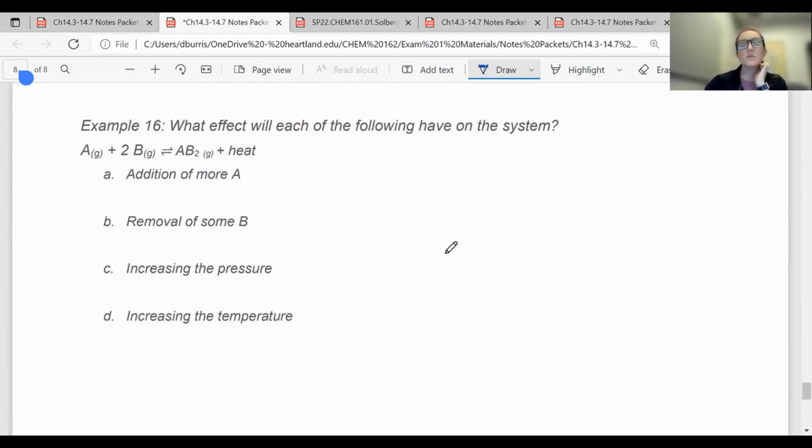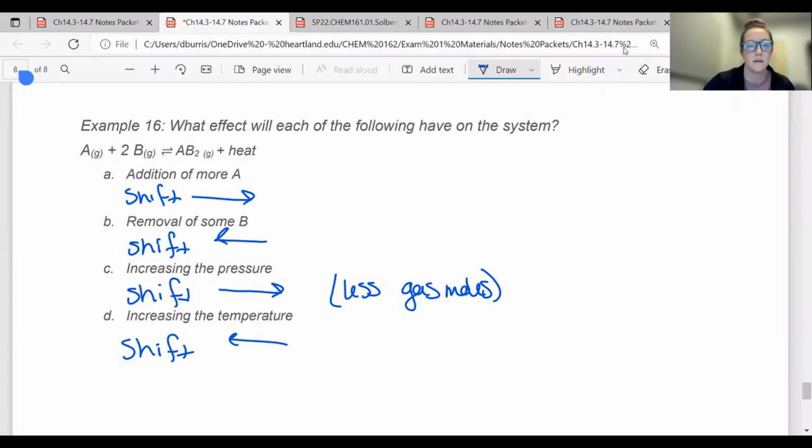Okay, so you guys try number 16, try to figure out what will happen to this reaction, which way will it shift? You can just say right or left or draw an arrow when I do each of these things. All right, you should get that A shifts to the right side because I added an A, so it shifts away. If I take out B, it's going to shift toward, it's going to shift left. If I increase the pressure, it's going to shift right because there's only 1 mole of gas on the right, whereas there are 3 on the left. And if I increase the temperature, it's going to shift left because it is an exothermic reaction.